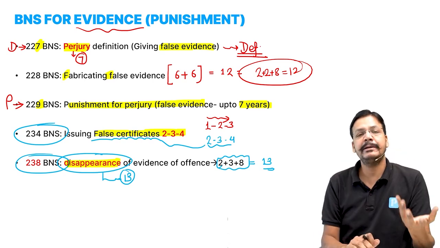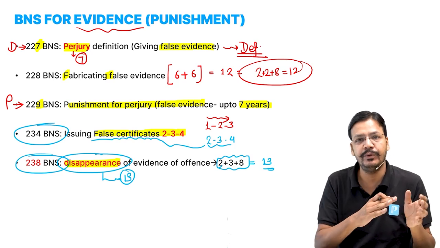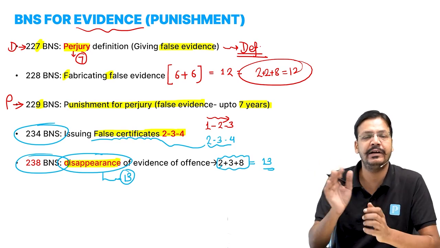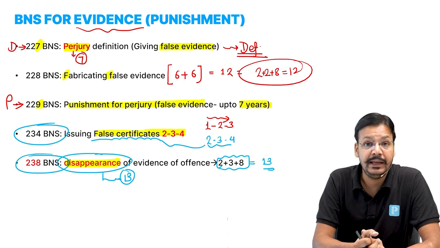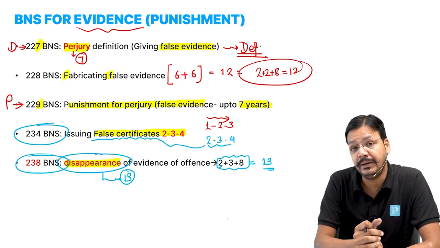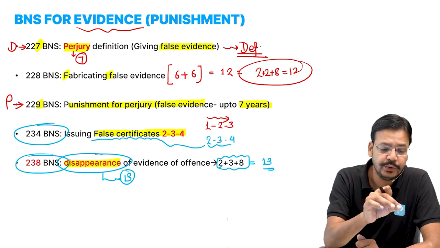Disappearance of the evidence from the crime scene, you are removing some evidence like blood stain, fingerprint. That will be, the sum will be 13. That is 238.